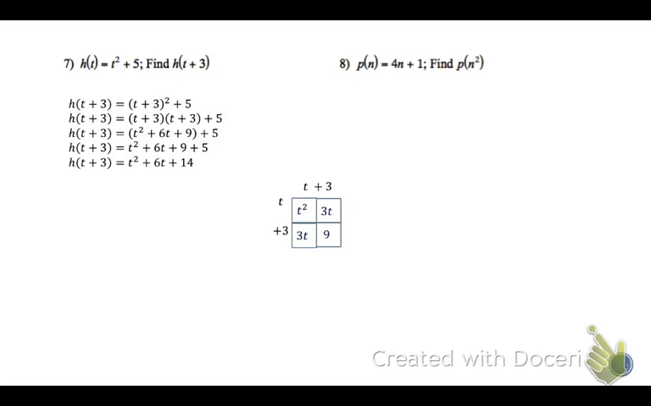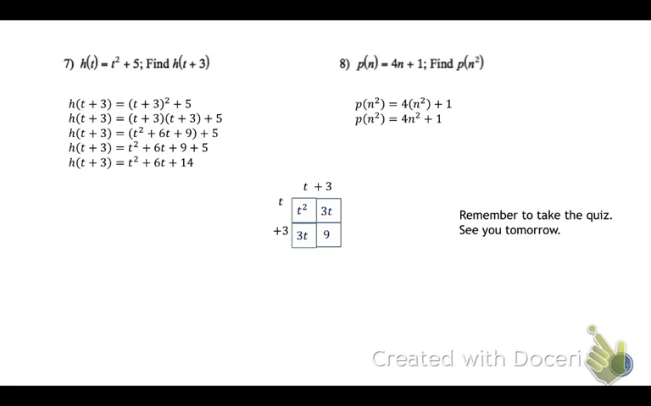Okay? Now let's just do this last one. So we have p of n equals 4n plus 1. So p of n squared is 4 times n squared plus 1, which is just 4n squared plus 1. Okay? Pretty straightforward, pretty simple.